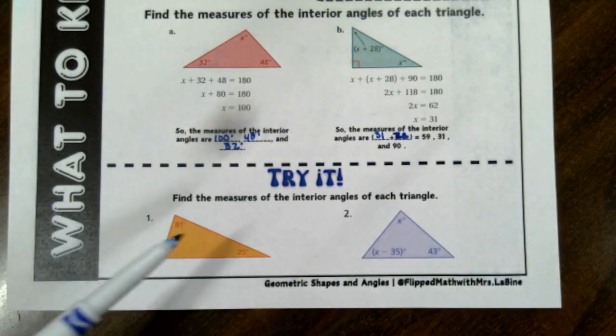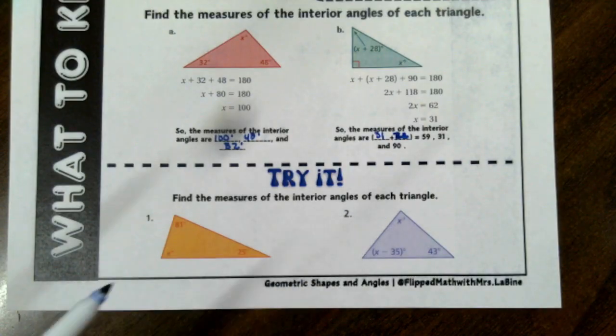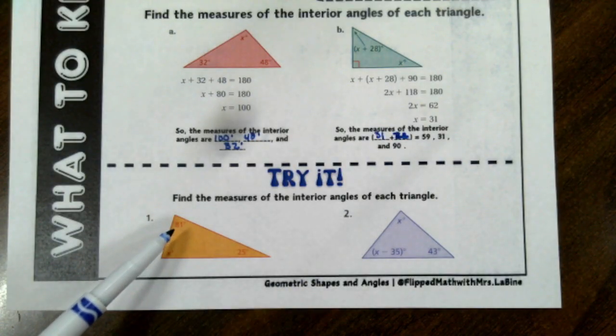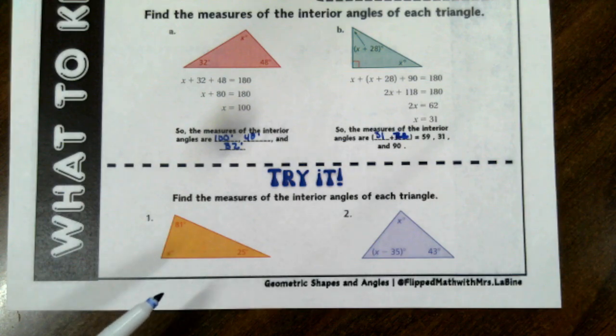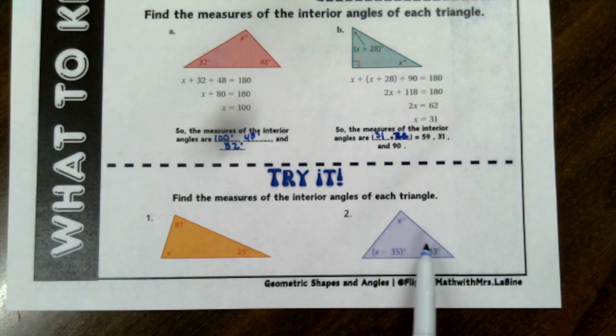You're going to try that same thing yourself here at the bottom. So you're going to find the measures of the interior angles of each triangle. Here you have 81 and 25, and then you have x. You're going to take all of your known angle measures, set that equal to 180, and solve for x. Here you have 43 degrees, you have x, and then you have x minus 35 degrees. Put those together, set them equal to 180, and solve for your missing sides. Okay, so go ahead and stop and get that done first before you move on.